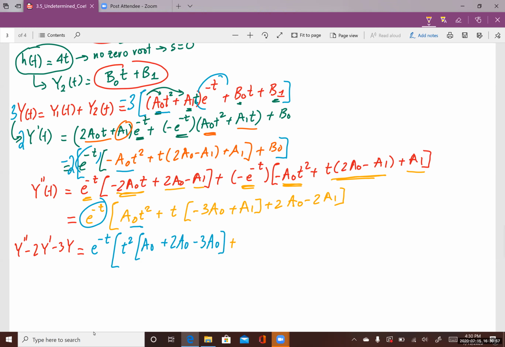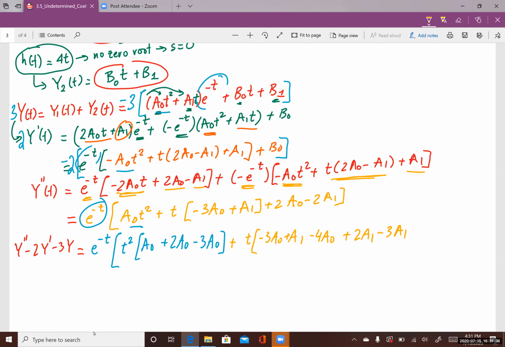You have t. So for t, I have negative 3a0 plus a1. And I have negative 2 times 2a0, so negative 4a0. Negative 2 times negative 1, a1, so it's going to be positive 2a1. And then we'll go here, negative 3 times a1, it's going to be negative 3a1. There's no a0 in here.